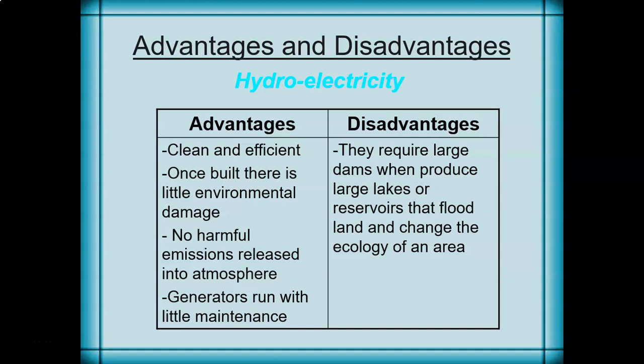Once it's built, there's little environmental damage, although the displacement and environmental damages caused by building a dam in terms of flooding everything upstream from it can't be ignored. There are no harmful emissions released to the atmosphere, and these run with extremely little maintenance. They just continue to go. They do require the large dams, which produce large lakes or reservoirs that can flood land and change the ecology of the area, is the thing that we need to be mindful of.